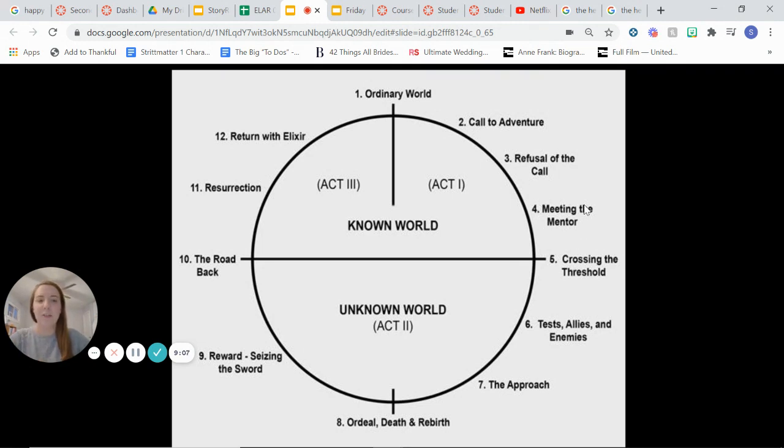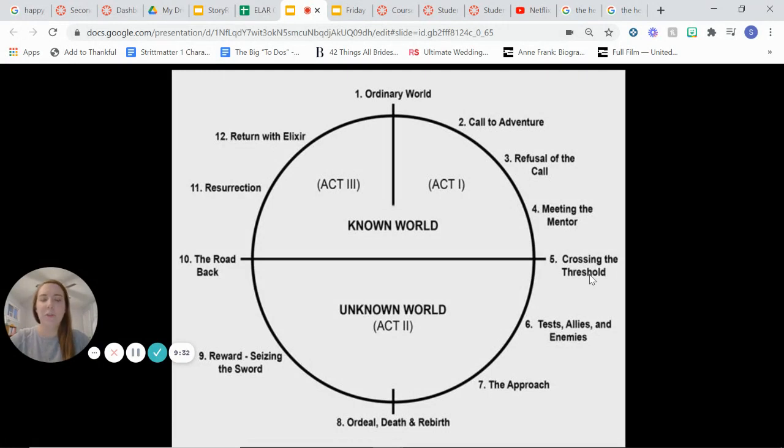Meeting with the mentor is usually somebody who helps them along the way. Sometimes it's an actual person, like Obi-Wan Kenobi in Star Wars, or Gandalf in Lord of the Rings, or Dumbledore or Hagrid in Harry Potter. But in Frozen, I would say that it actually would be Hans, because she meets him right at a time that he's able to help her refocus on some of her decisions and thoughts.